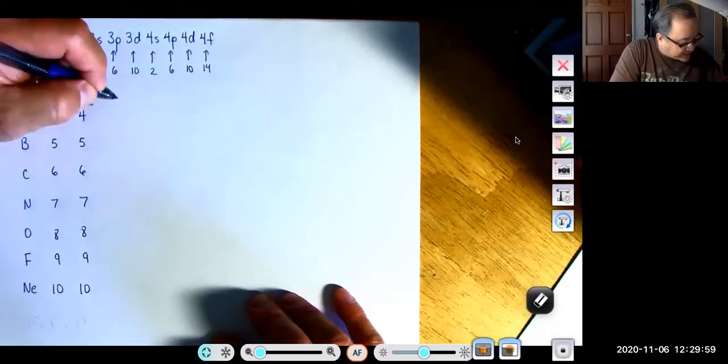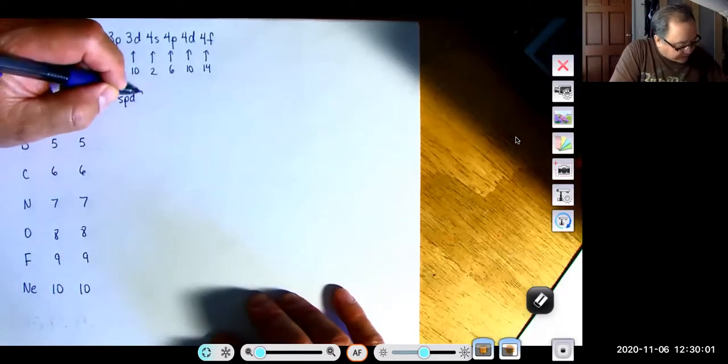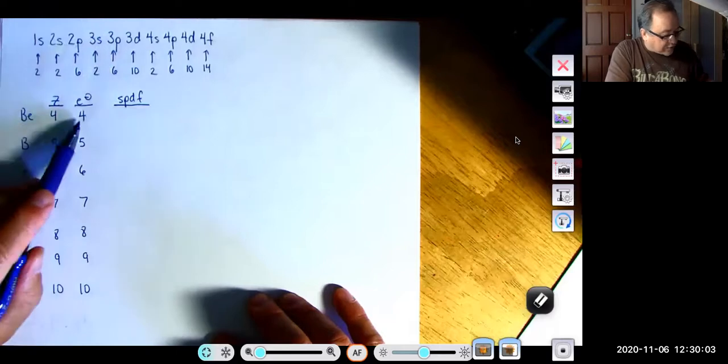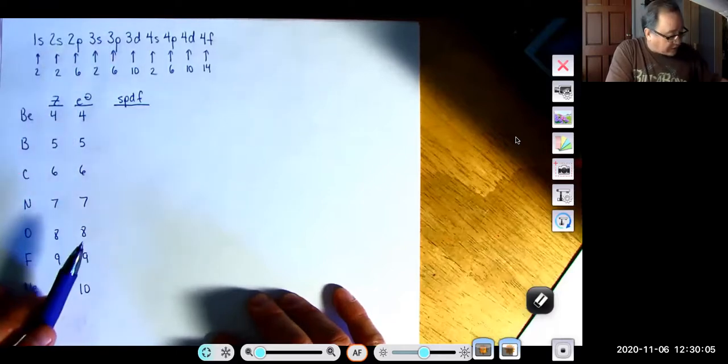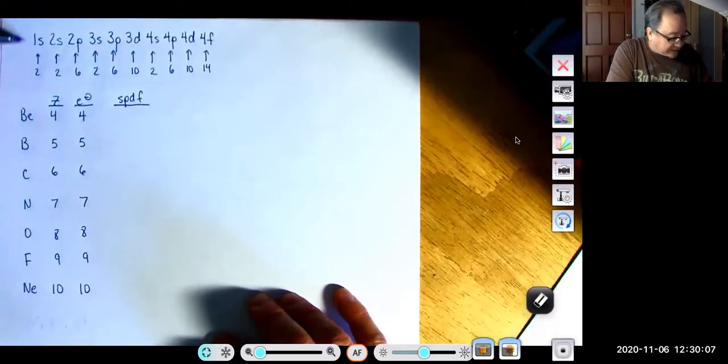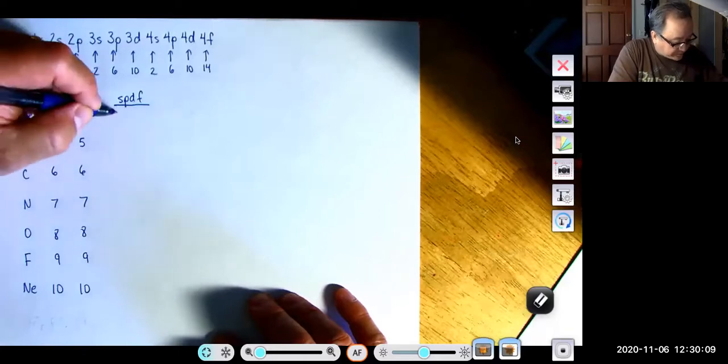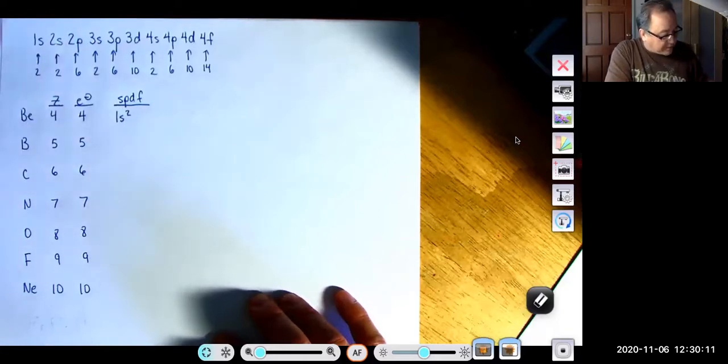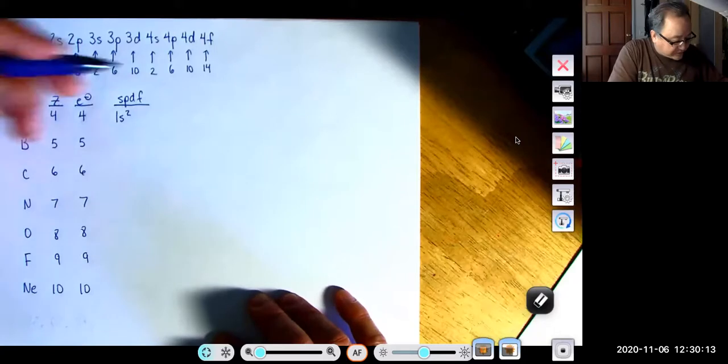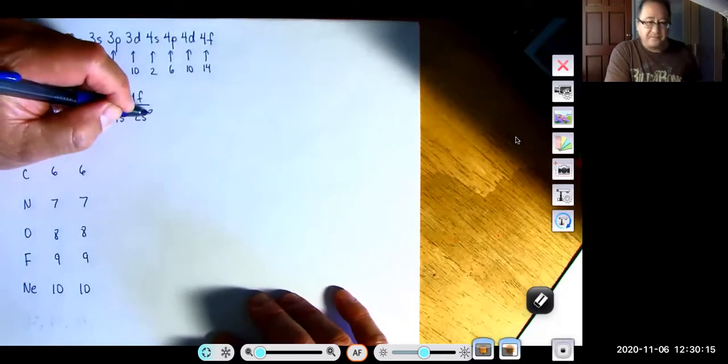So for the SPDF notation, we have to put 4 electrons into this chart. So how many can we put into the 1s? 2. How many can we put into the 2s? 2.